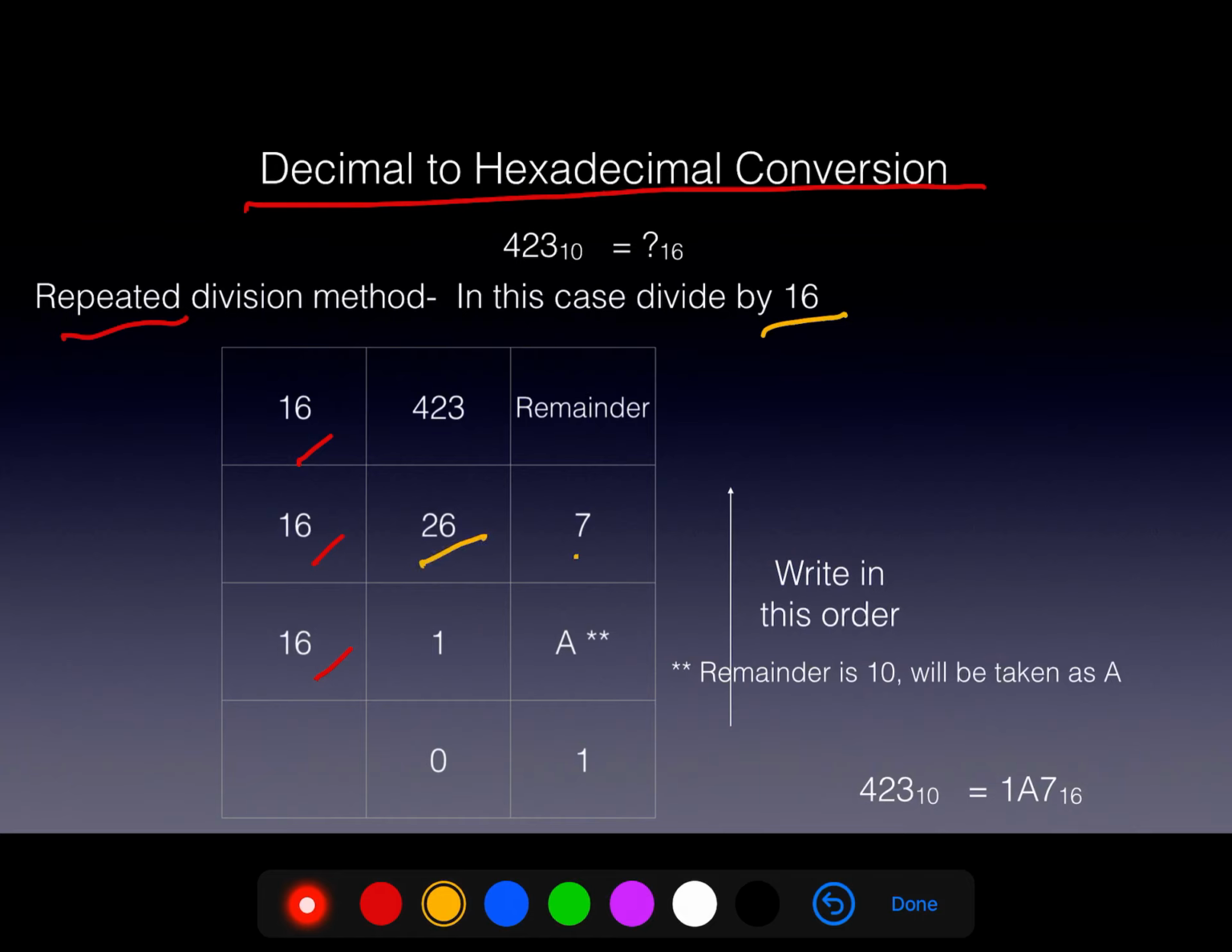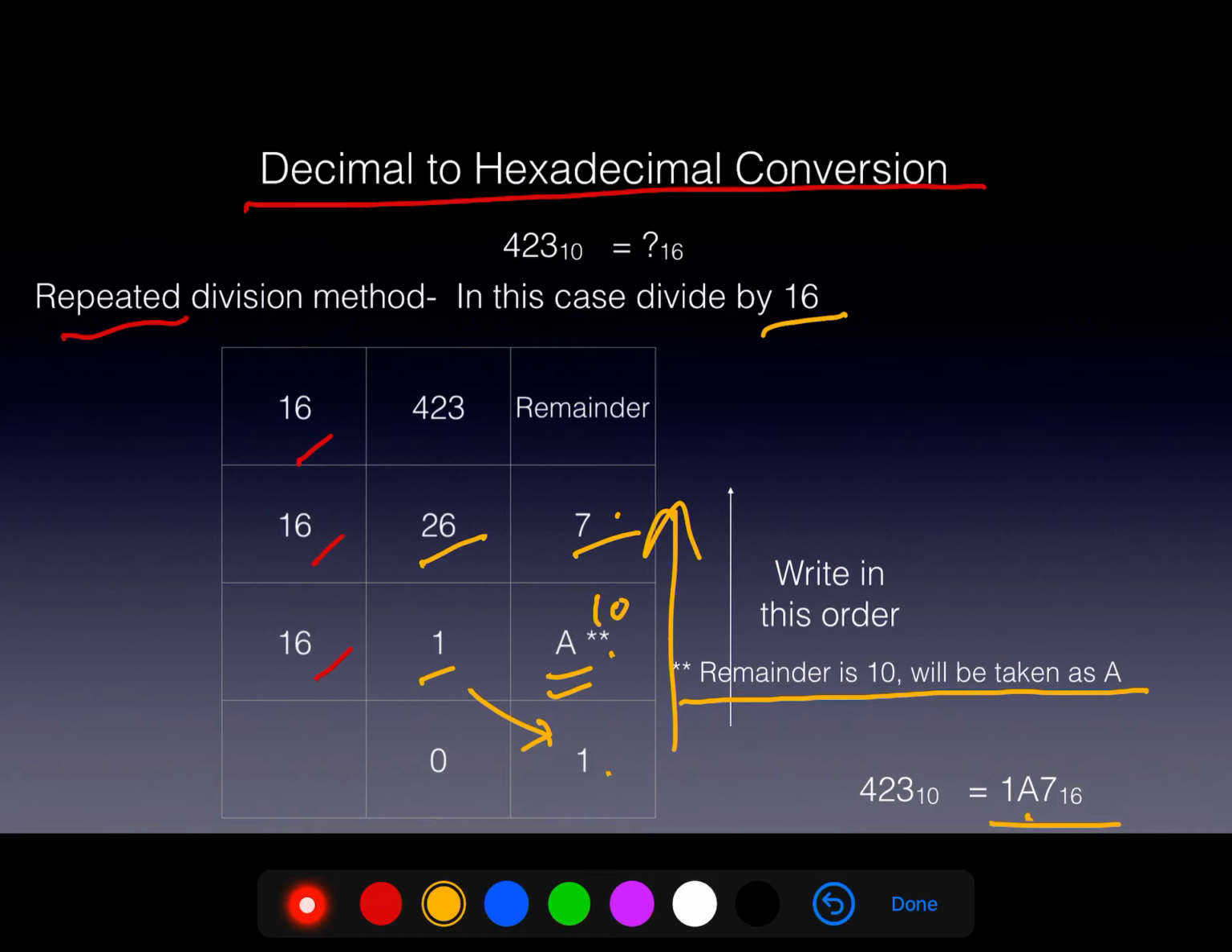The quotient comes to 26 and the remainder is 7. Then dividing again, the quotient comes to 1 and the remainder is 10. But we know that in hexadecimal there is no such digit as 10; the remainder 10 will be taken as A. That is why we have written A. I hope you understood. Finally, 1 is not divisible, so it is taken as it is. Going from bottom to top, we get 1A7.